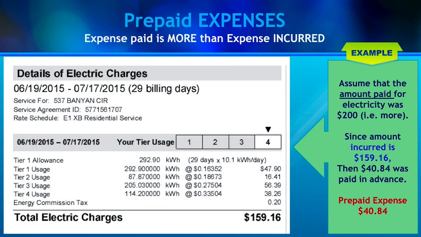So let's look at our bill again. Once again, the incurred amount is $159.16. Let us assume in this example that we paid $200, which means that we paid more than the amount incurred. So there's a prepaid amount. And how much more did we pay? $40.84. So our prepayment, or the amount we paid in advance, is $40.84.